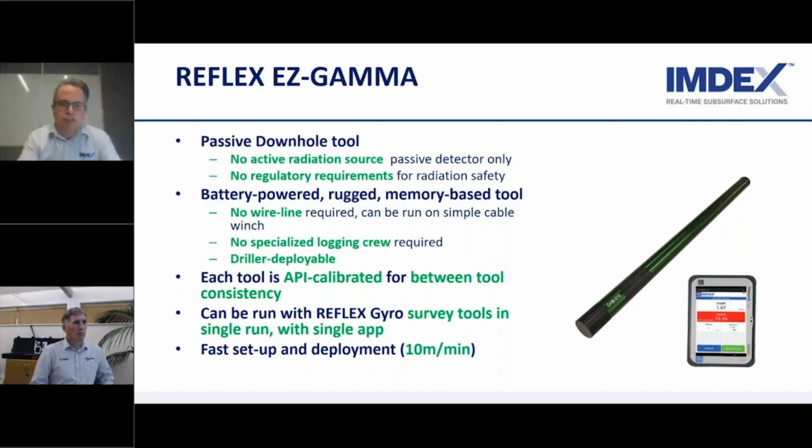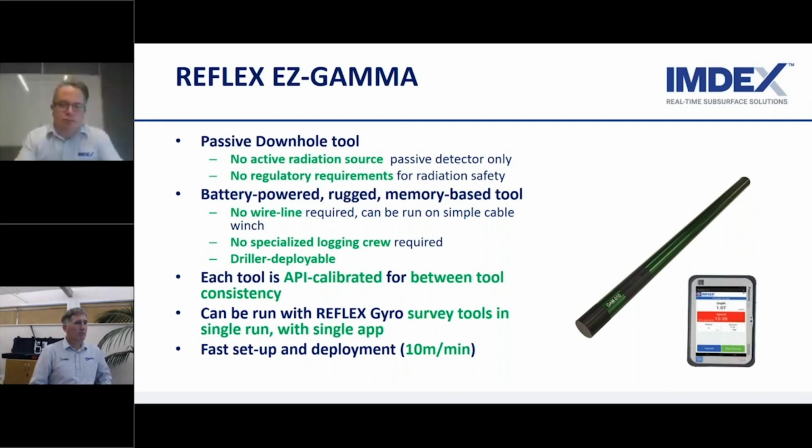And as well, it's very fast to set up and very fast to deploy. So less than 15-minute setup, and deployment is up to 10 meters a minute before you start to lose some of the data quality. If you're running really long holes, you can vary this because you run an in-run and an out-run as a quality control check. But because it's just used as a quality control check, you can run your in-run faster and your out-run slower, or vice versa.